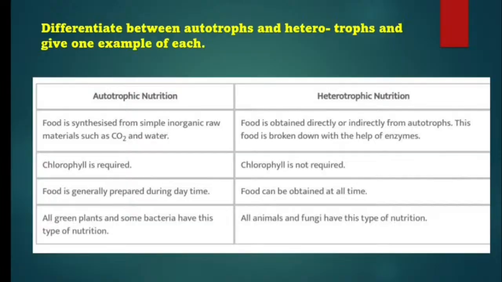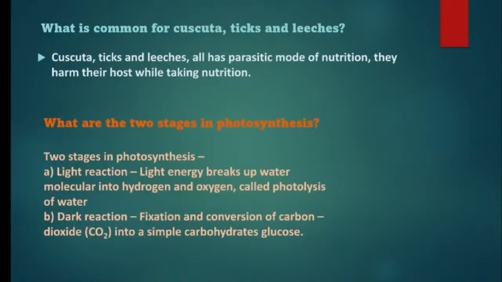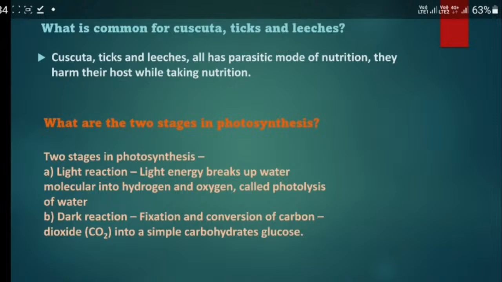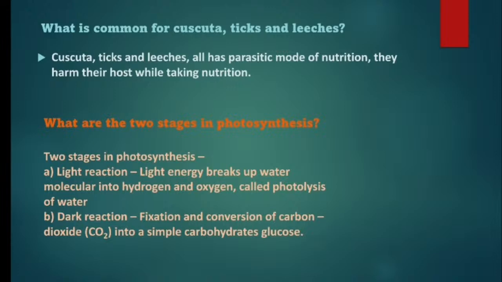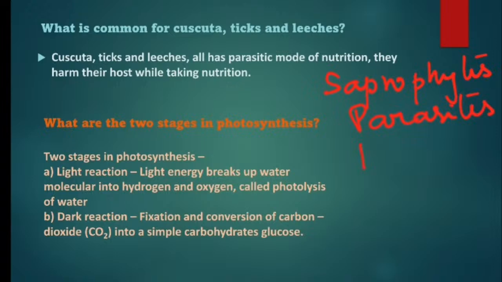Okay, let's move forward. Now, what is common for cuscuta, ticks and leeches? You have studied about the different types of heterotrophs. Heterotrophs are of three types. One is saprophytes, which feed on the dead and the decayed. Then you have parasites, and then you have studied about holozoic mode of nutrition, that is amoeba.